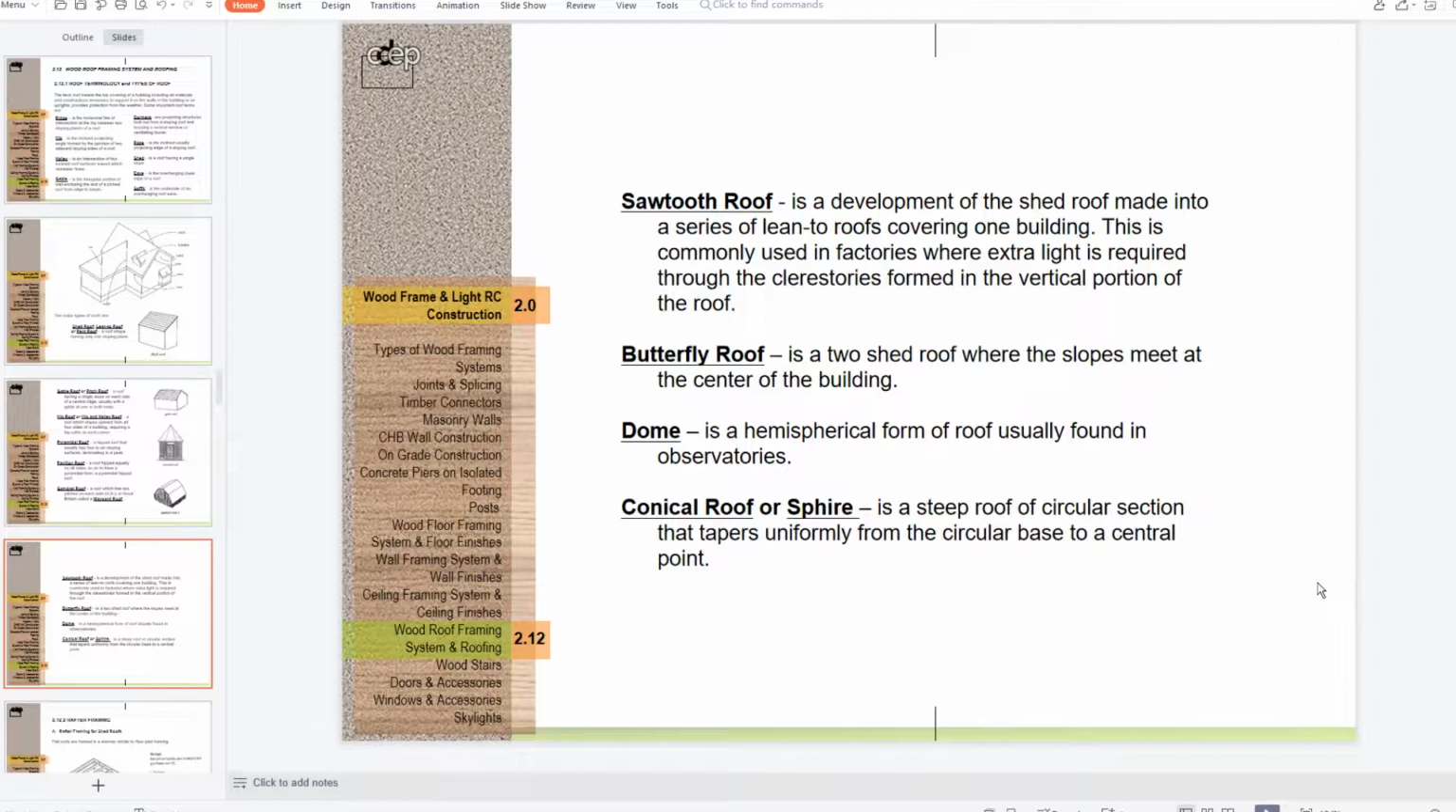Then the next one is the dome. So makita nyo na siya kalabanan sa mga dako nga coliseum. So it is a hemispherical form of roof usually found in observatories. Then the next is the conical roof or the spire. So it is a steep roof of circular section that tapers uniformly from the circular base to the central point. So daw inverted siya nga cone.